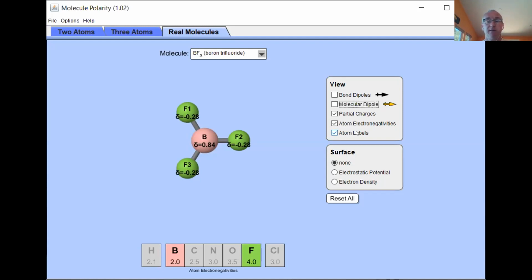So instead of the bond dipoles pointing towards the central atom, let's look at it. They're pointing away from it. You see, they're all pointing away from boron. Now, that's a very good point. So two things. 1, fluorine's bigger than hydrogen. 2, fluorine's more electronegative than hydrogen. And so the bond dipoles are pointing in the opposite direction. What else do you notice that's different about it? There's no molecular dipole. How come?